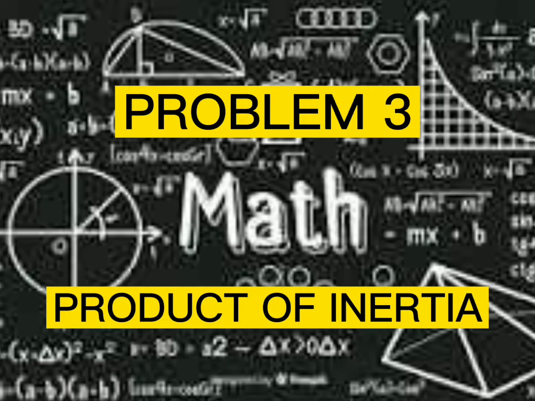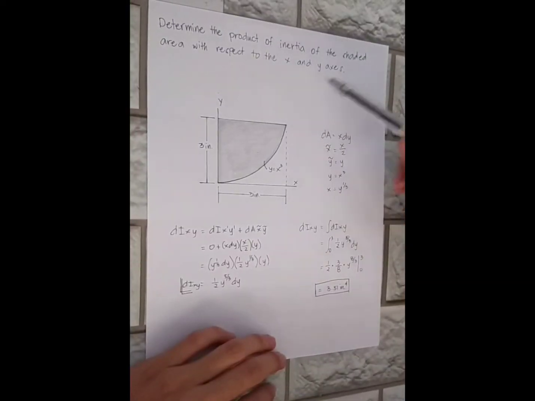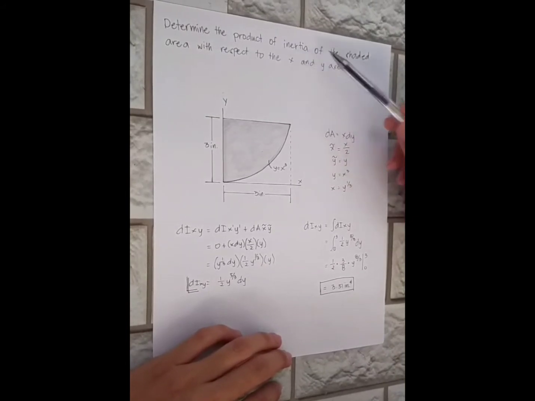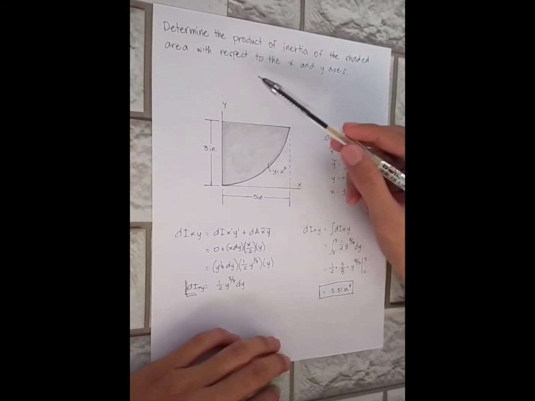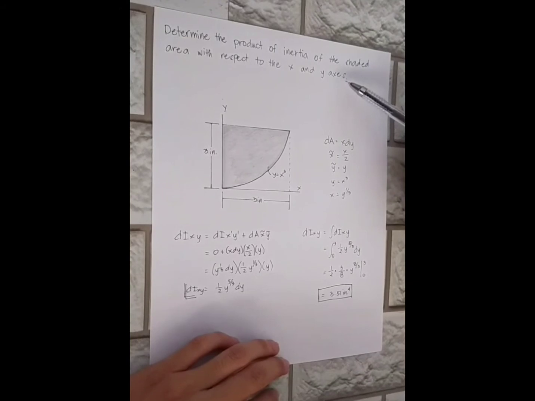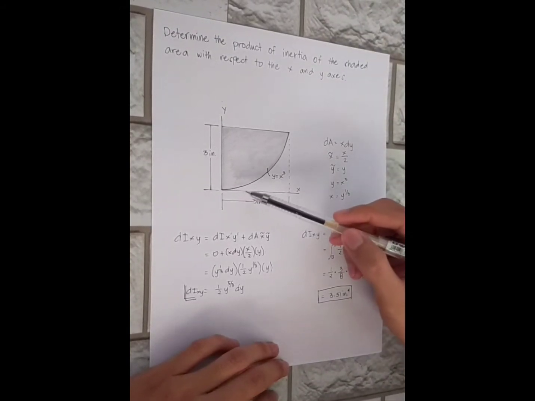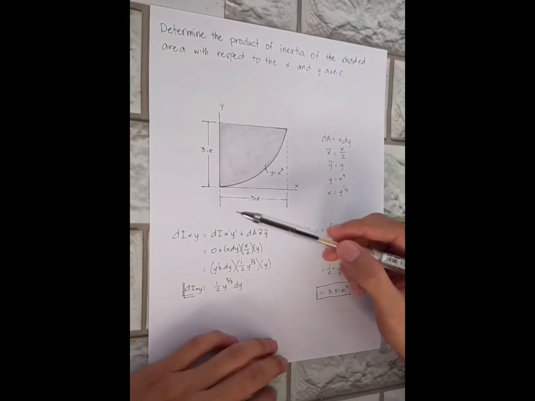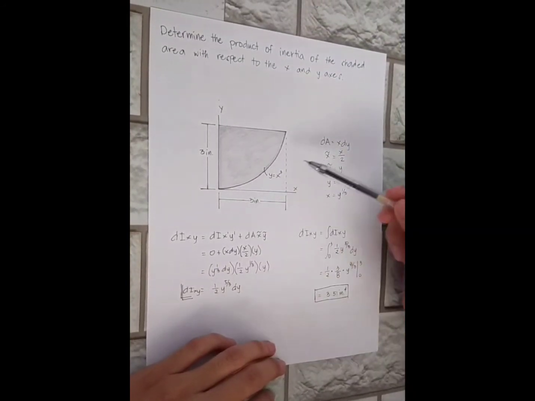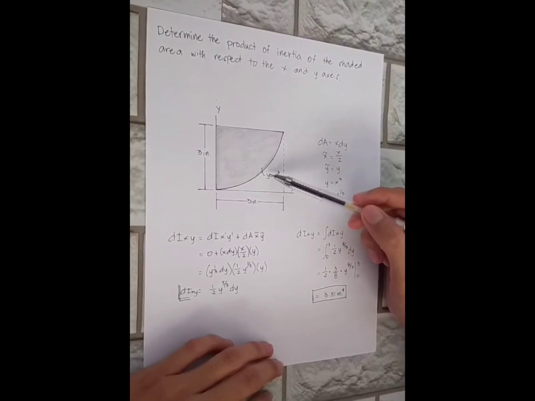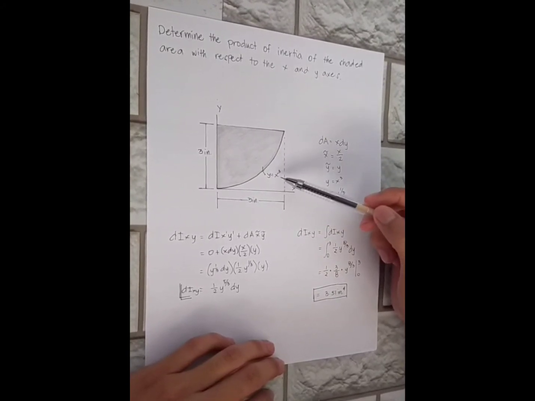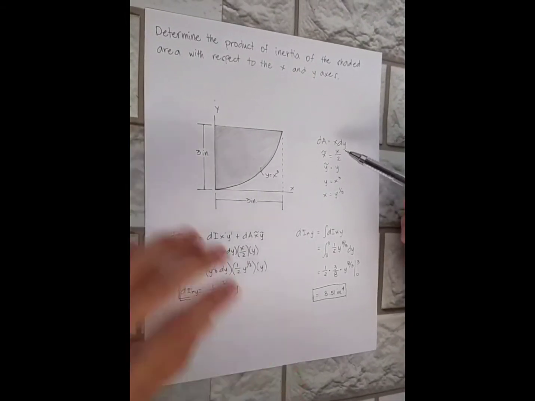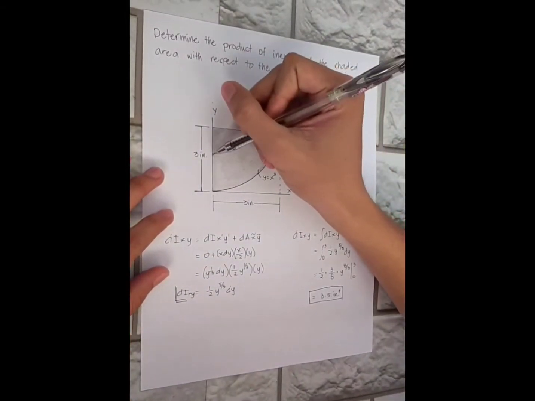Problem 3, product of inertia. This is our third problem, where we're going to determine the product of inertia of the shaded area with respect to the x and y axes. This is our parabolic spandrel with a height of 3 inches and a length of 3 inches, and our shaded area is y equals x cubed. We are going to determine the dA first. So this will be our dA.